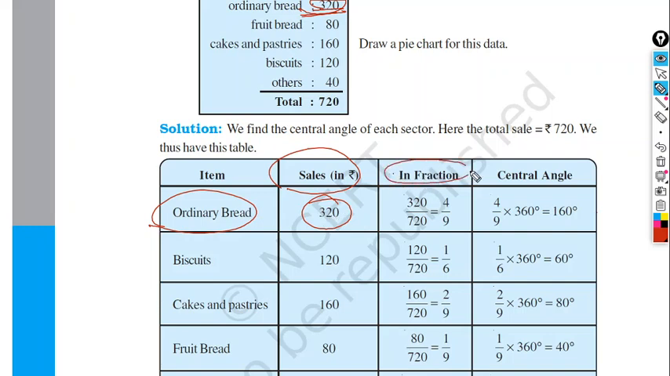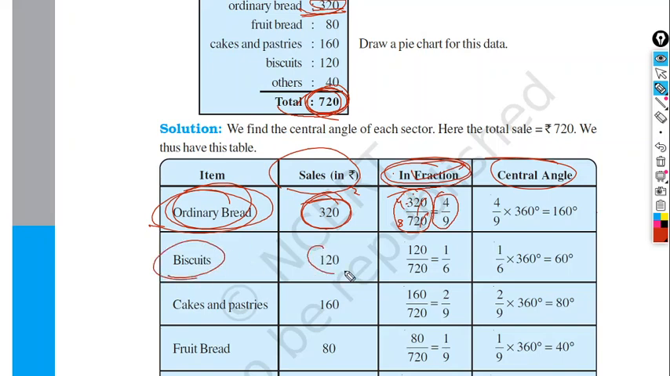Now we have to find the fraction. After finding the fraction we can go to the central angle. So first we will find the fraction. Total rupees is 720. So out of 720 rupees, ordinary bread is how much? 320. So the fraction of ordinary bread will be 320 divided by 720. Now you cancel them. 72 by 9 is 8, and here 4. So 4 by 9 will be the fraction.